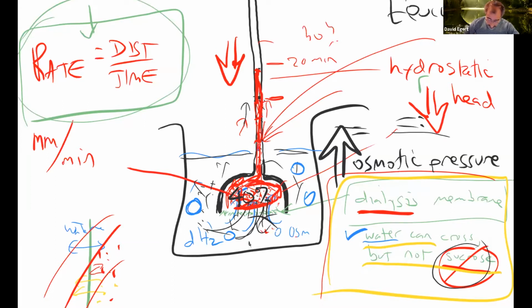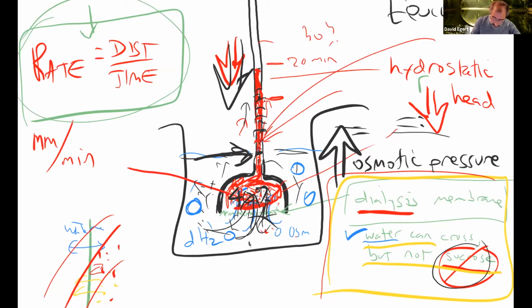In the beginning, there's no hydrostatic head. The water is just at the level of the beaker, and osmosis is winning as it goes up. But the higher it goes, the more the gravity is pulling it down. So at some point, you're going to hit a balance. Does that make sense?